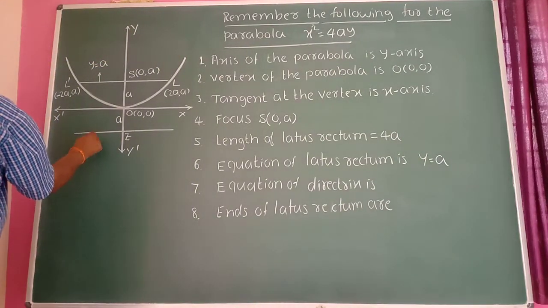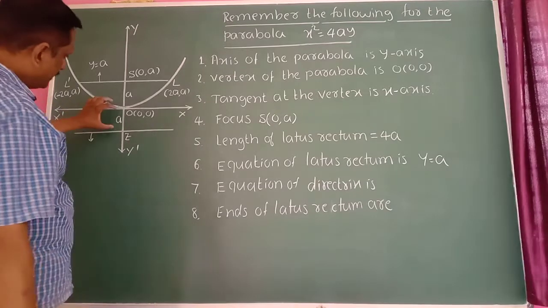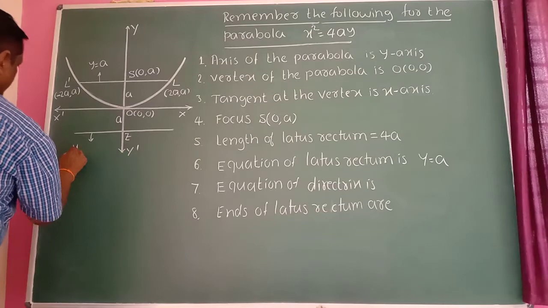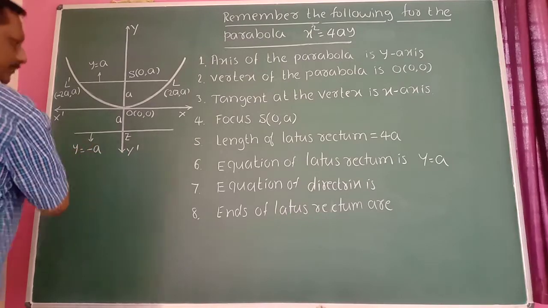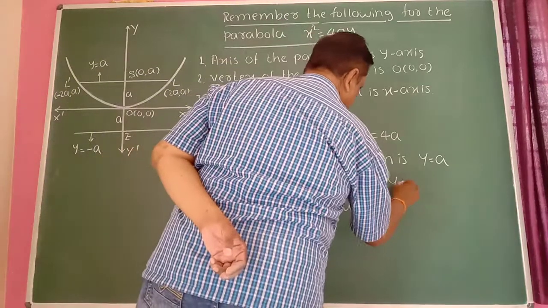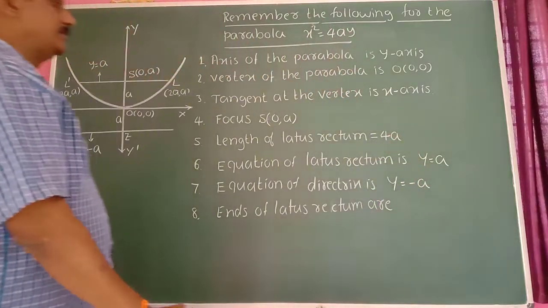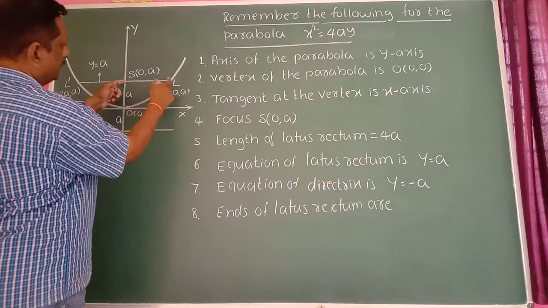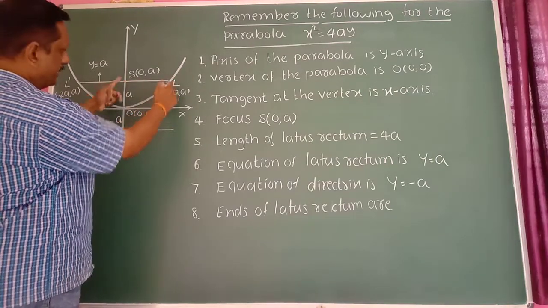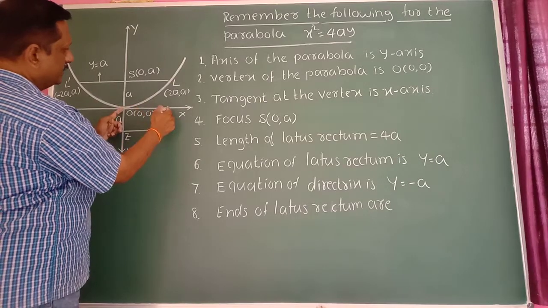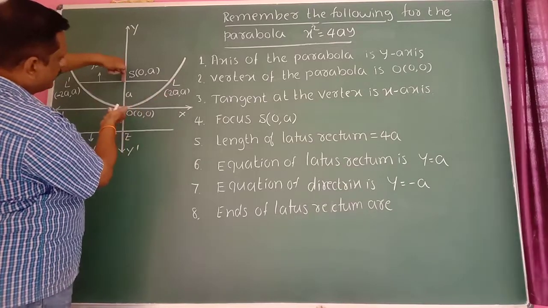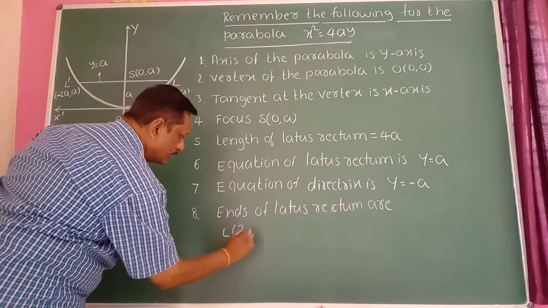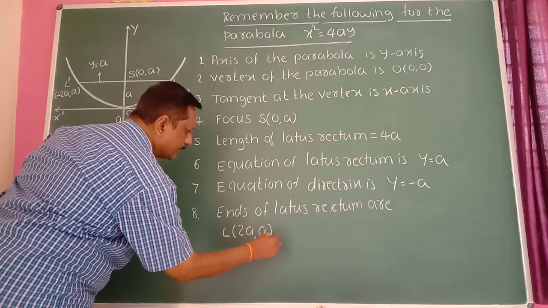So y equals a is the equation of the latus rectum. This line is also parallel to the x-axis at a distance a, but it lies below. Hence its equation is y equals minus a. So y equals minus a is the equation of the directrix. And the ends of the latus rectum, just observe here: LS is always 2a, therefore the x coordinate is 2a and the y coordinate is a. So L is (2a, a).